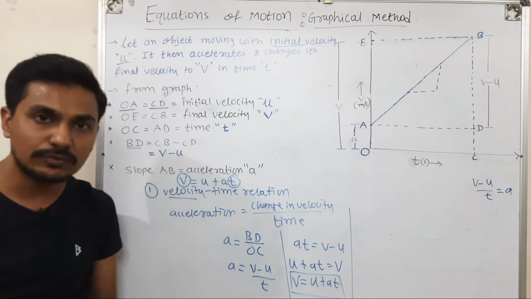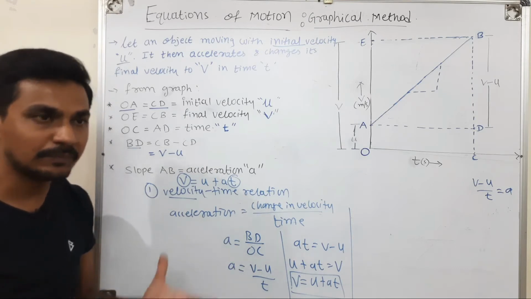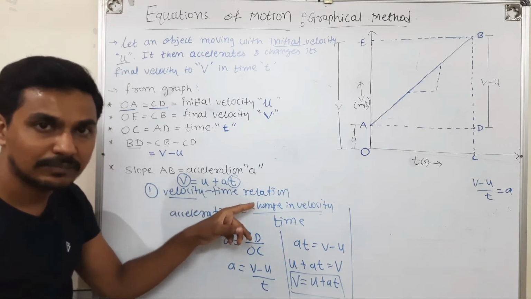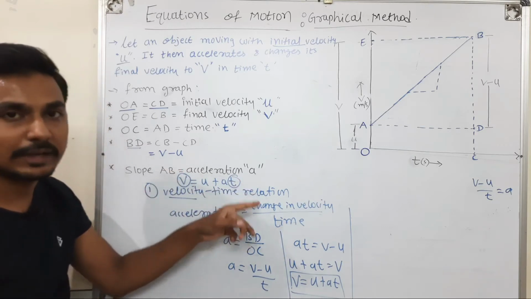And in terms of physics, why is it called the velocity time relation? Because the velocity changes with time. That's why it is called the velocity time relation.